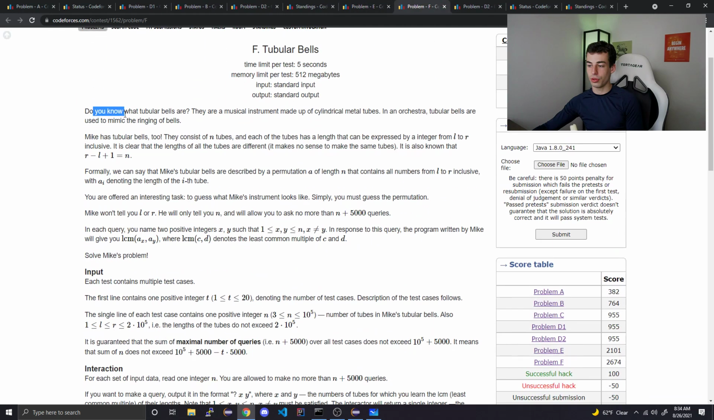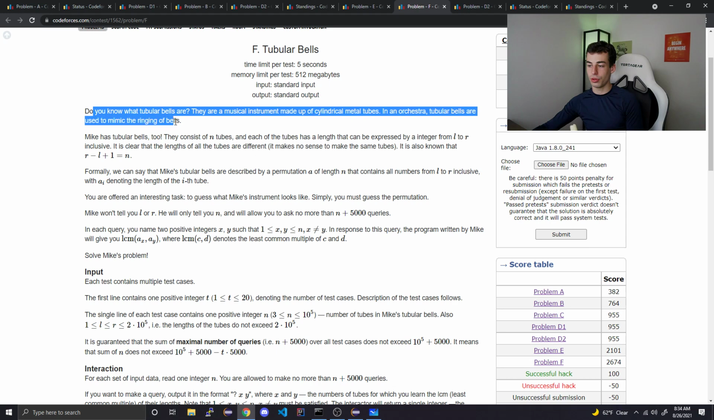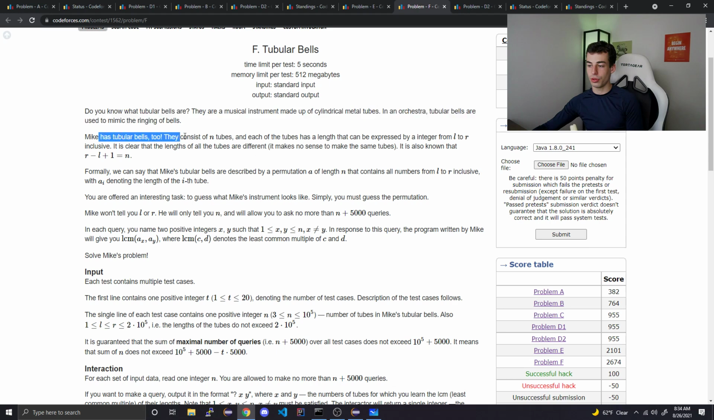Find something we don't know how to do. Do you know what tubular bells are? I don't, actually. They're a musical instrument made of cylindrical metal tubes. In an orchestra, tubular bells are used to mimic the ringing of bells. That's kind of neat. Mike has tubular bells too.